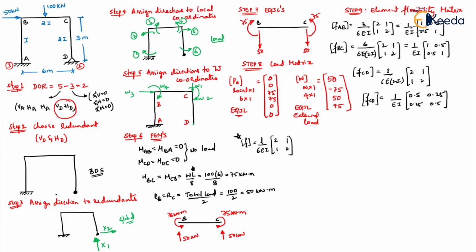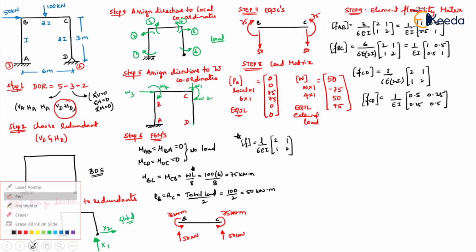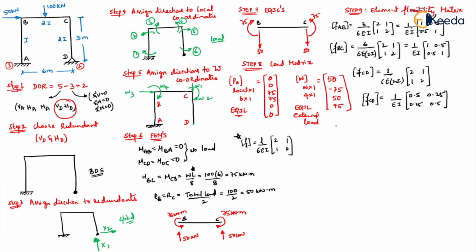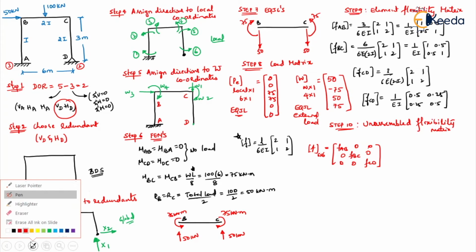Now once all the element flexibility matrices are found, what we have to do next? What is your step 10? Step 10 is unassembled flexibility matrix. How will your unassembled flexibility matrix look? This will be of order 6 into 6. Why? Because there are three members, right? So how will you write? You should write FAB here, FBC here and FCD here. All other numbers will be 0.